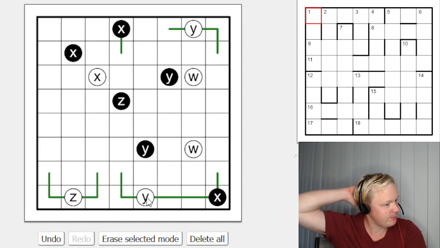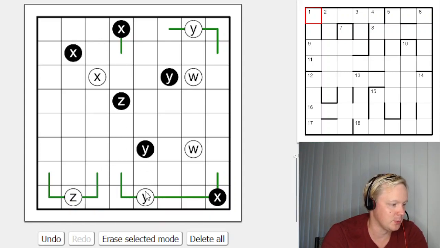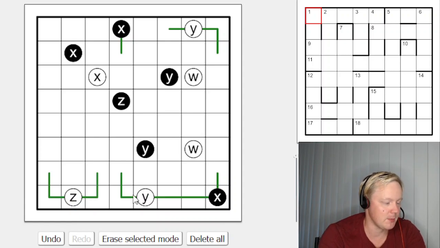I'm debating whether I should mark them. It's only four numbers. I think we can remember them. Could mark them like this, Penpa has an option to mark some. Make some pencil marks there, but I'm going to leave it at that. I mean, we can remember four numbers, right? So Z is 2, Y is 4.